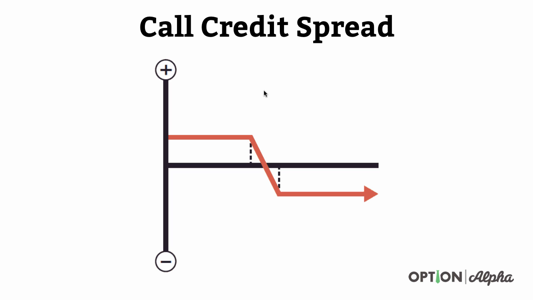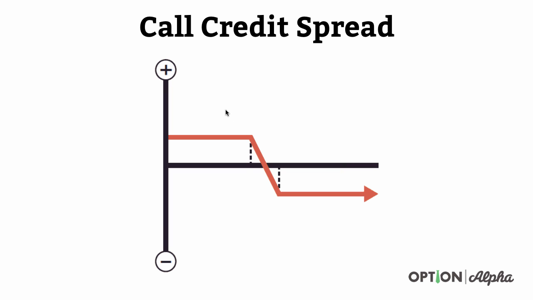High probability and defined risk, meaning you can see on the payout diagram here, you have defined profit and you have defined risk. So once you get into the trade, you should know exactly what you can make, what you can lose, the probability of winning, losing, the whole deal. So that's why I like them a lot.